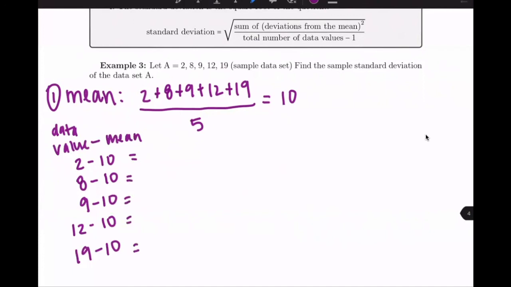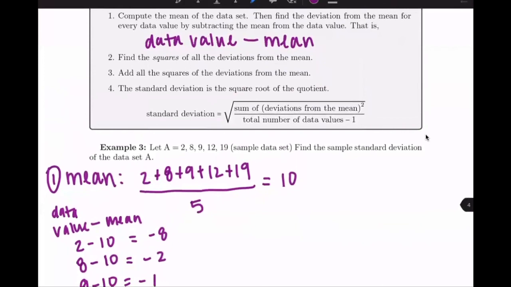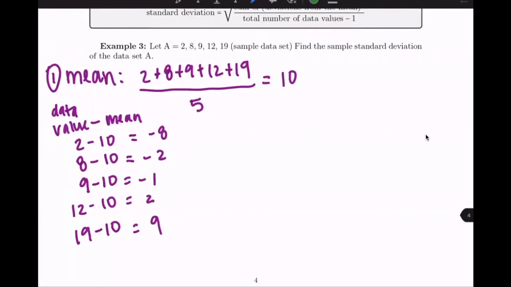Okay, 2 minus 10 is negative 8. 8 minus 10 is negative 2. 9 minus 10 is negative 1. 12 minus 10 is 2, and 19 minus 10 is 9. All right. The next step says find the squares of all the deviations from the mean. So what we are going to do next is square all of these.